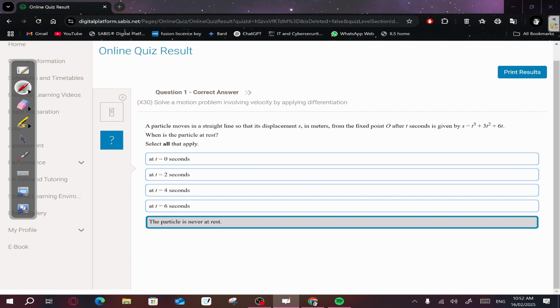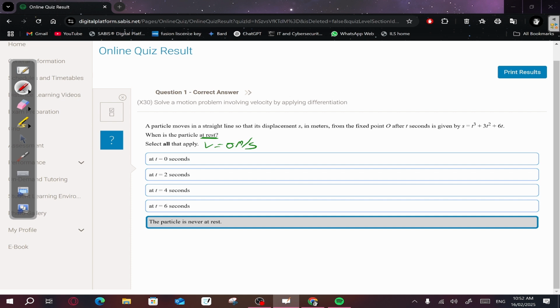Okay, first of all, don't let this fool you. Don't let the "select all that apply" fool you, because as you can see, the answer is the particle is never at rest. So just ignore that. Now, at rest means that v is equal to 0 meters per second, right? You guys know this. This means that there's no motion, no speed, which means that this is our velocity.